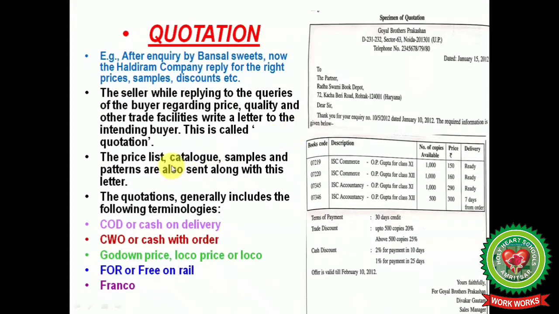In this, the price list, catalog, samples and patterns are also sent along with this letter. So the quotation generally includes COD, meaning cash on delivery, or cash with order, godown price, loco price, then free on rail or franco price. These are the things that are written or available in the quotation.